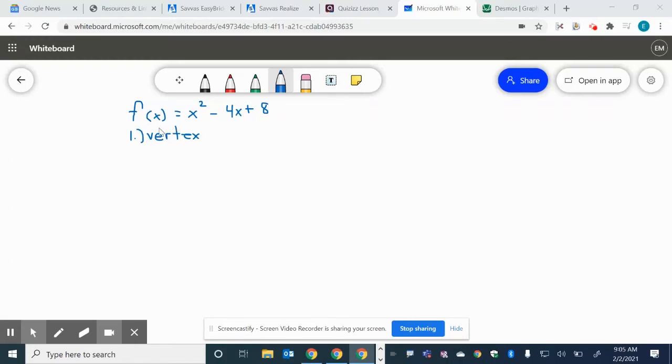Okay, so here we go. We're going to show you how to sketch a parabola using the standard form of the equation. The first thing we need to do is find the vertex. How do we find the vertex when we're not in vertex form? Well, I'm going to put it in vertex form, and this is how I'm going to do it.